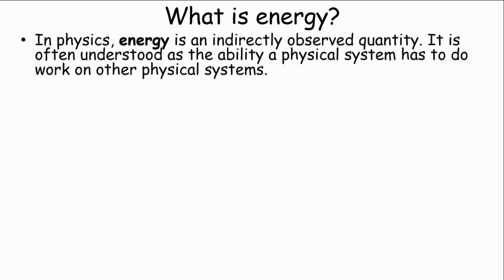It's a difficult one, and this is a kind of definition from Wikipedia. In physics, energy is an indirectly observed quantity. It's often understood as the ability a physical system has to do work on other physical systems. Okay, so it's to do with this thing called work. So doing work on things.